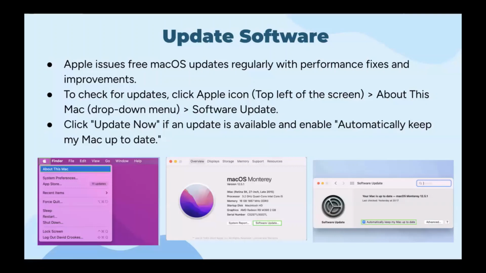Update software. Apple issues free macOS updates regularly with performance fixes and improvements. To check for updates, click the Apple icon on the top left of the screen, then About This Mac from the drop-down menu, and then click Software Update. Click Update Now if an update is available, and enable Automatically keep my Mac up to date.